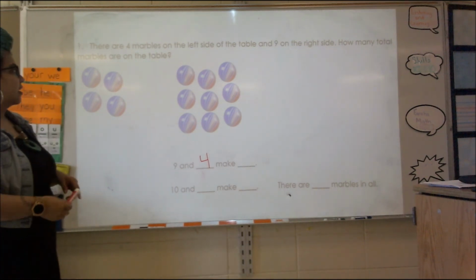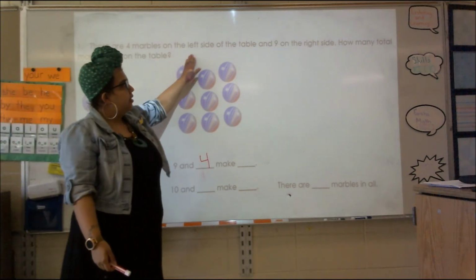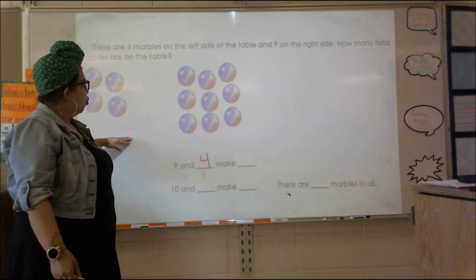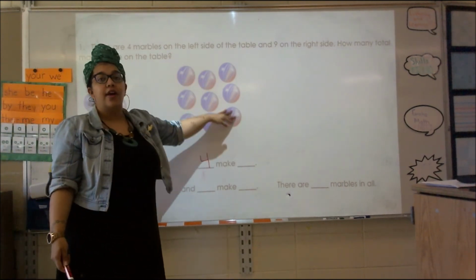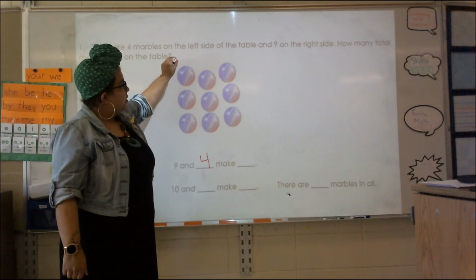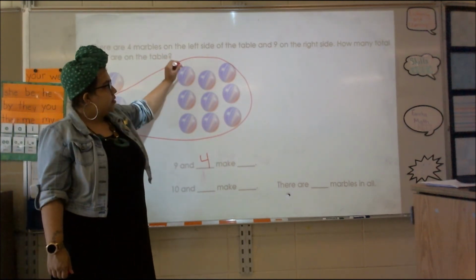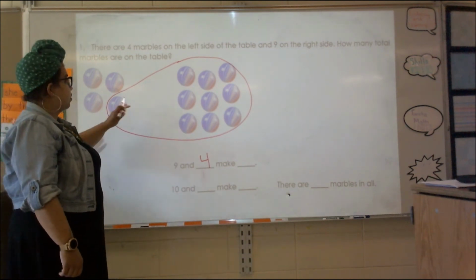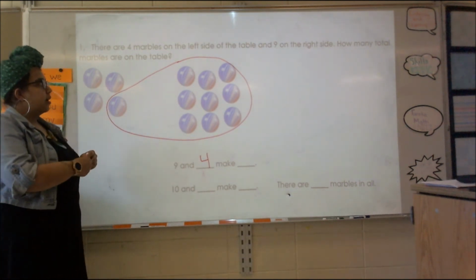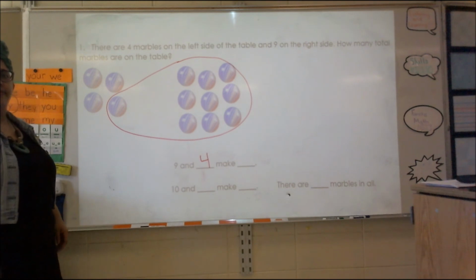One more. Excellent. Let's draw a circle that includes these 9 and 1 more so we can count a group of 10. So that's 9, 10. So this is now a group of 10. So 9 and 1 is 10. Good. How many are outside of the circle?